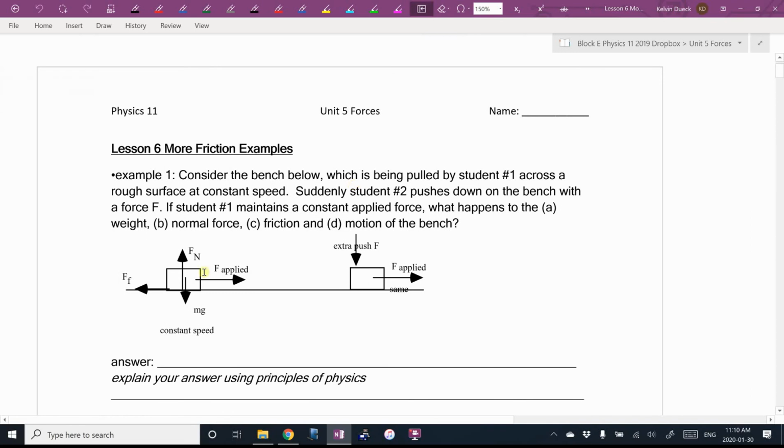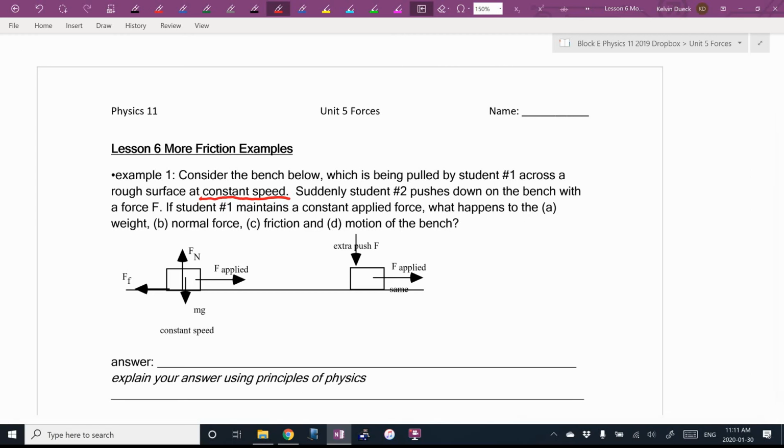I'd like you to consider the bench below, which is being pushed by student number 1 across a rough surface at a constant speed. You know what, Jana? I would probably underline that. Hopefully you're cluing in as one of our ding, ding, ding. It tells us a lot. Let's imagine you've all seen those wooden benches in the gym. How many of you ever slid one of those wooden benches, those PE benches, across the floor? That's what we're doing. So Wes, you're pushing it across the floor, okay, at a constant speed.